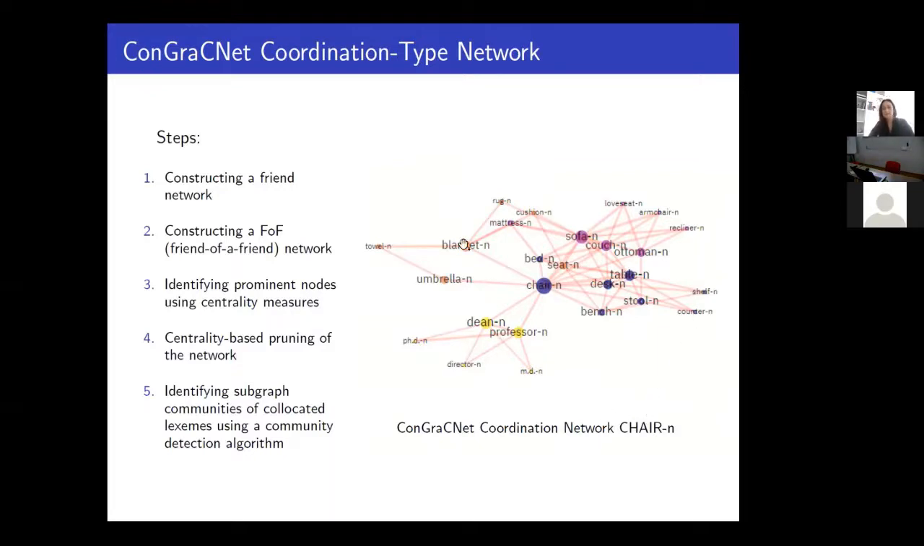So this is the final product, the congruency coordination network for chair, where for the main source word you have identified the subgraphs which represent different meanings of the word. So this is where we now start to analyze the senses and apply sentiment analysis with regard to the sense of the word.